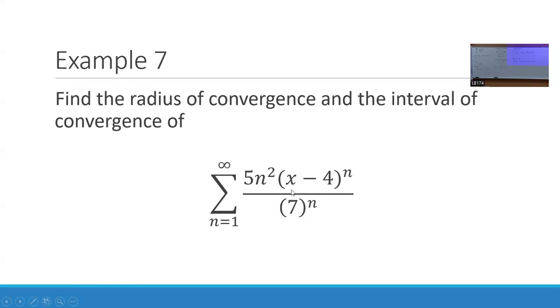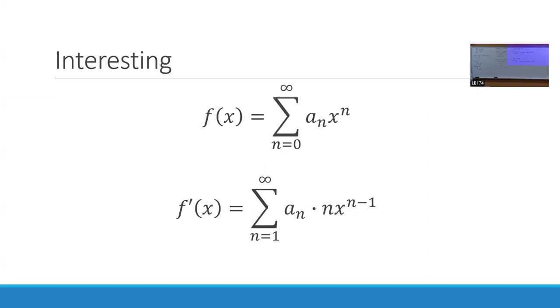In example 7, x minus 4 to the n is exponential, 7 to the n is exponential, 5n squared is obviously not. So the x minus 4 to the n over 7 to the n is going to be dominating, and we make x minus 4 over 7 our r. I won't go through that one. I think we've done enough of those.